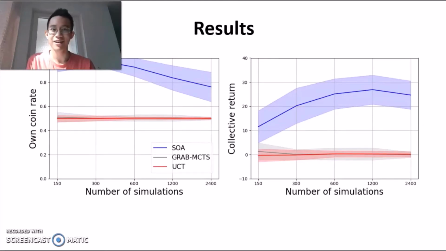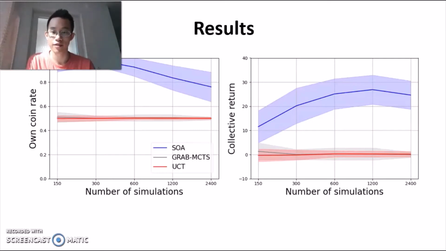Now, here I'm showing you a few results from my experiments where I compared SOA, my proposed approach, with MCTS using different bandits, like gradient-based bandits and UCB1 bandits. MCTS with UCB1 bandits is also known as UCT, which is why I'm listing it as UCT here. So on the left, you can see a plot where I'm showing the probability that an agent picks up a coin of the same color as the agent in CoinGame.